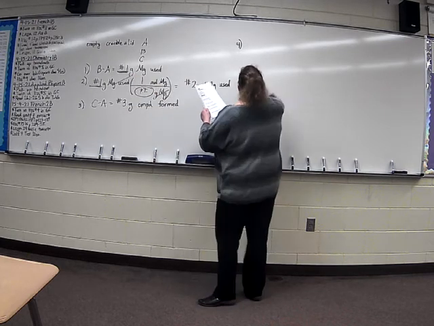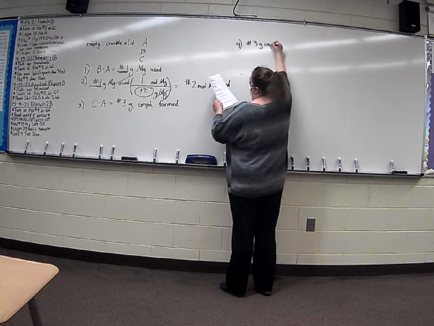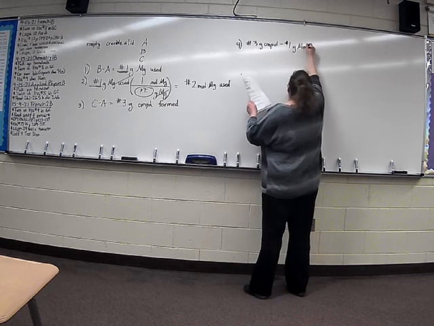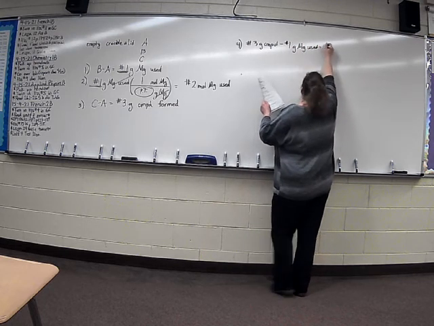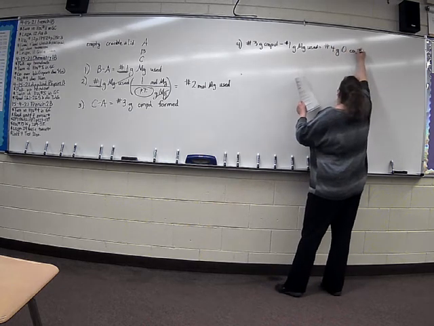So for number 4, we're gonna take our answer from number 3, which is our grams of our compound. We're gonna subtract our answer from number 1, which is our grams of magnesium that we used. And that's gonna give us our answer to number 4, which is our grams of oxygen that combined.